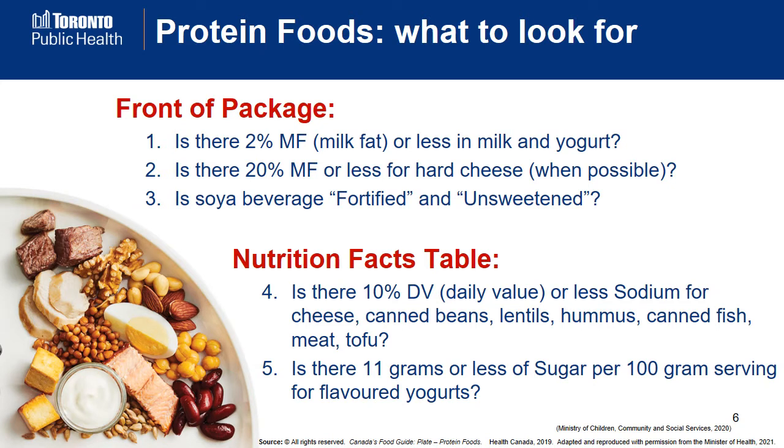Remember, to help identify if a protein food meets the Student Nutrition Program nutrition guidelines, pay attention to these questions. Number 1, is there 2% MF or milk fat or less for milk and yogurt? Number 2, is there 20% MF or less for hard cheese when possible? Number 3, is soya beverage fortified and unsweetened? Number 4, is there 10% daily value or less of sodium for cheese, canned beans, lentils, hummus, canned fish, meat, and tofu? And number 5, is there 11 grams or less of sugar per 100 grams of serving for flavored yogurts?